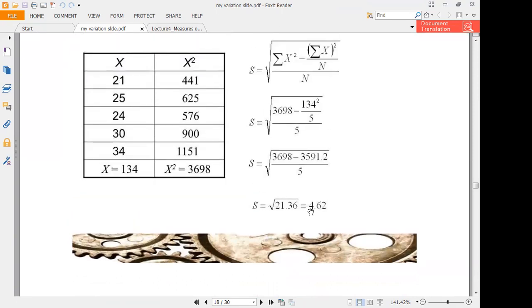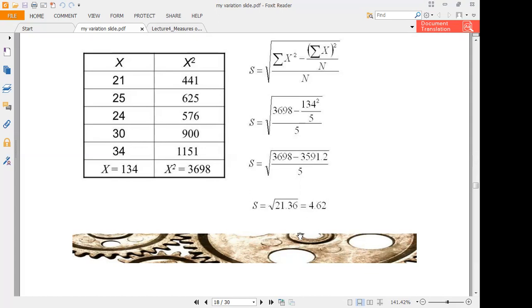You can actually pause this video and use a calculator to show that this is actually true if you have a doubt. Now let's see. The square root of this gives us 4.62. So assuming you are asked to calculate the variance, then you would have stopped here. 21.36 would have been your answer. You won't need to find the square root. But since we are calculating the standard deviation, we get 4.62.